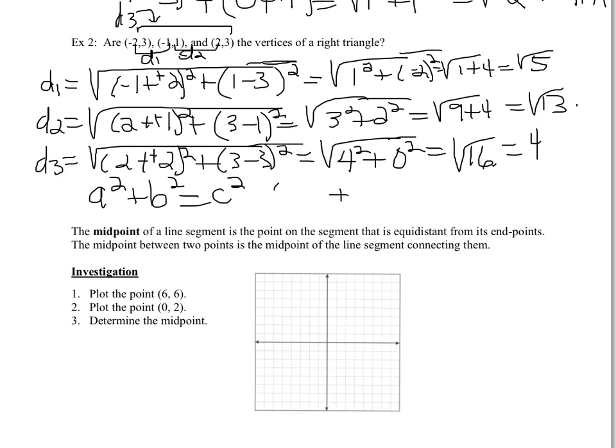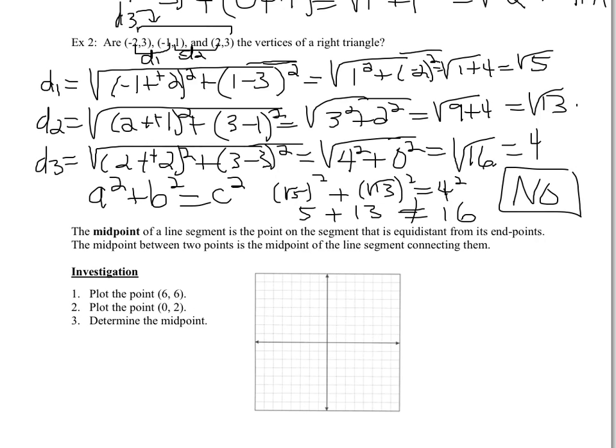So it is the square root of 5 squared plus the square root of 13 squared, does that equal 4 squared? Well, root 5 squared is just 5. Root 13 squared is 13. Does that equal 4 squared, which is 16? Well, no, that doesn't equal. So since those aren't equal, we'd say no, this is not a right triangle. If it did work in the Pythagorean theorem, then we know, yes, it is a right triangle.